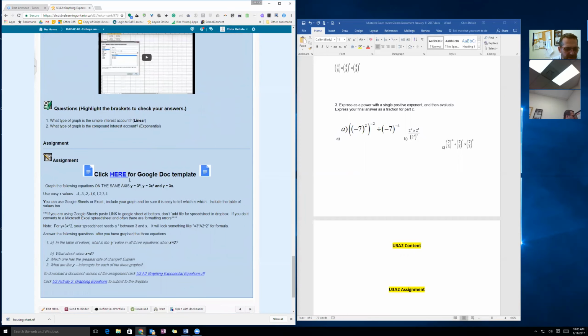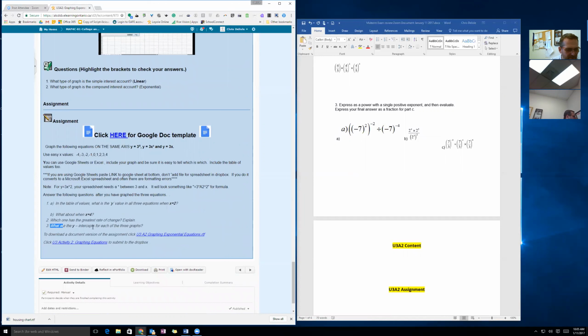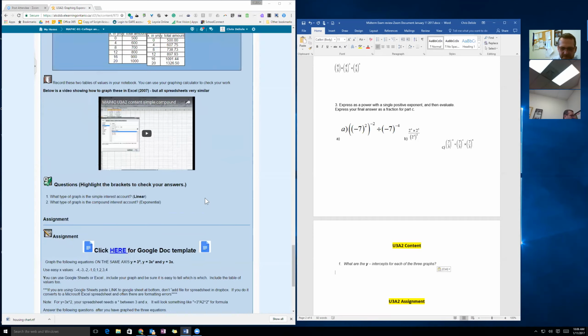So what was important on here, one of the parts was what are the y-intercepts for each of the graphs. So I'm just going to stick that one in there under content and remind us that that was important about finding the y-intercept. That happens when x equals 0. So typically you have to go back to the table.